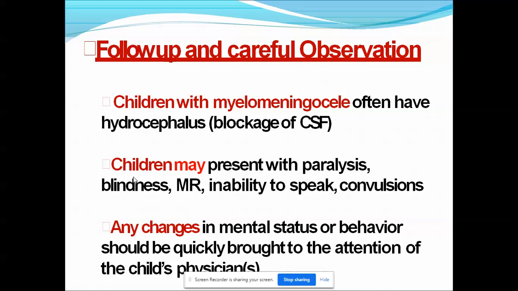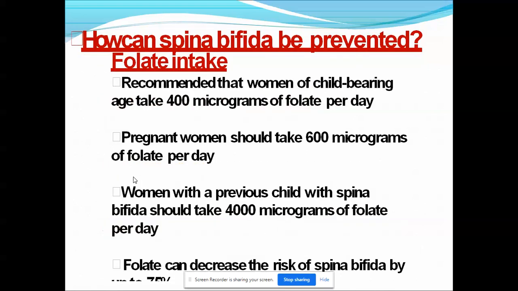So children with myelomeningocele often have hydrocephalus. So they may present with blindness, MR, that is mental retardation, inability to speak, paralysis, and convulsion. Any changes in the mental status or behavior should be quickly brought to the attention of the child's physician. Means if you notice any change in the mental status of the child or any behavioral changes in the child, then immediately you have to take them to the doctor.